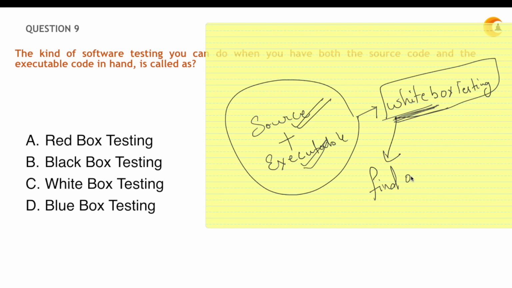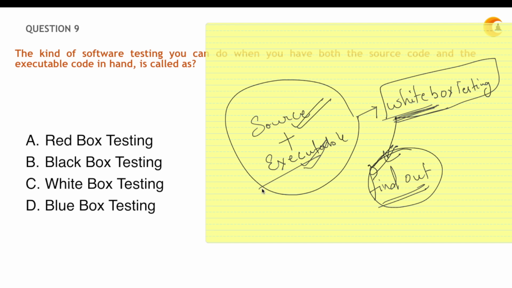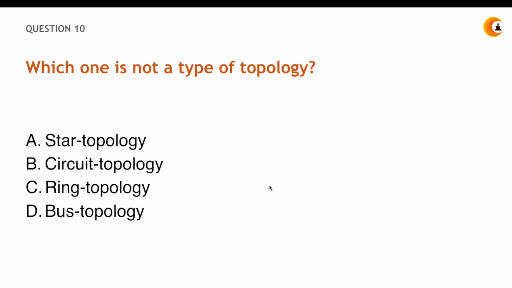Now there are multiple names for white box testing, so you are going to find out the different names, because at times instead of writing white box testing, they can even use the other names. So go find out the other names of white box testing. And remember, whenever you have an executable code and a source code together, in hand, it's known as white box testing. Alright, great. Moving down to the next question, which one of the following is not a topology?